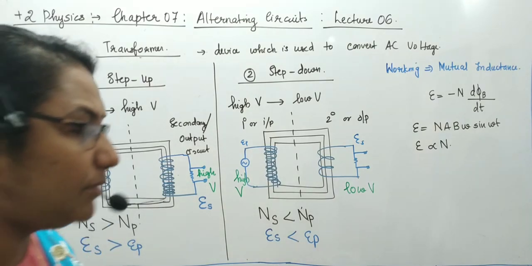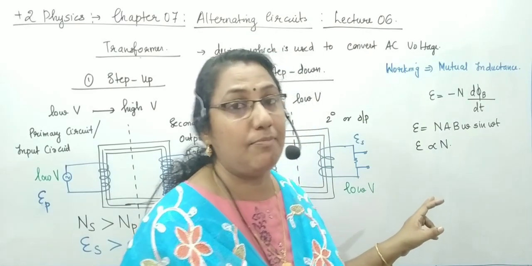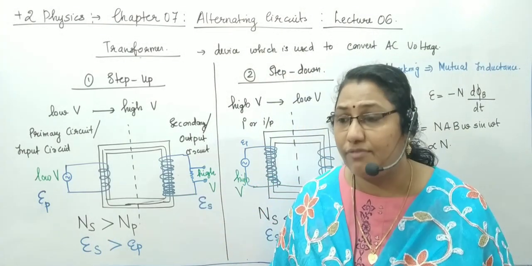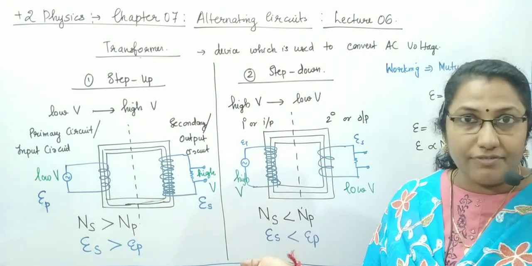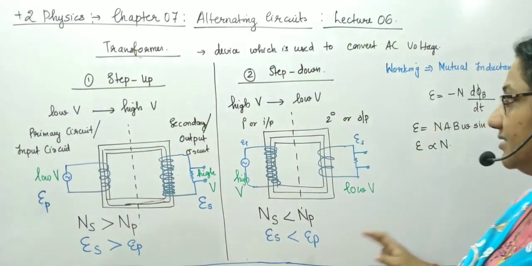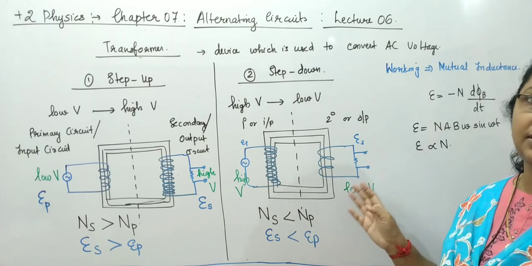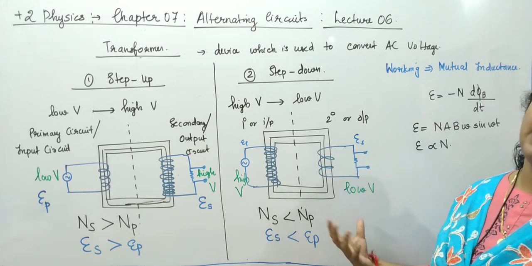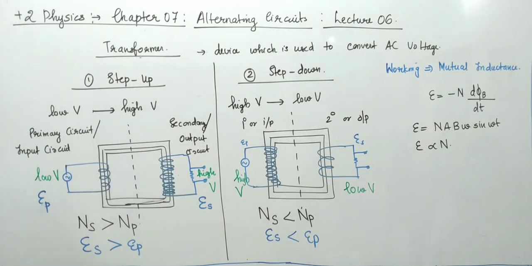So how does it work? It works on the very simple principle of mutual inductance, where we have studied the induced EMF is directly proportional to the number of turns. As the number of turns increases, the EMF increases. As the number of turns decreases, the EMF decreases. In step up, the output will have a larger number of turns, more EMF is induced, and output voltage will be greater than the input voltage. In step down, the output has a lesser number of turns, secondary number of turns is less. So during mutual induction, the EMF is reduced and output EMF will be less than that of the input. Clear? So this is how a transformer works.